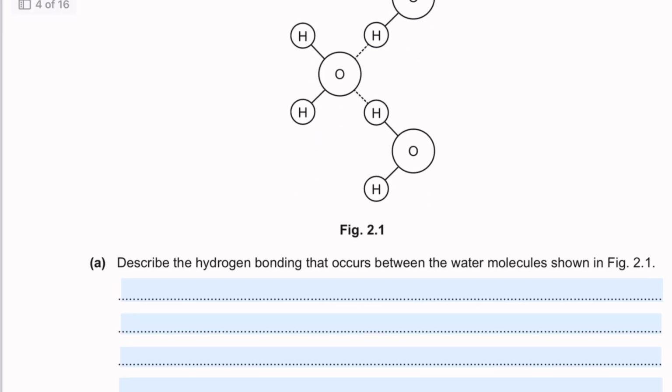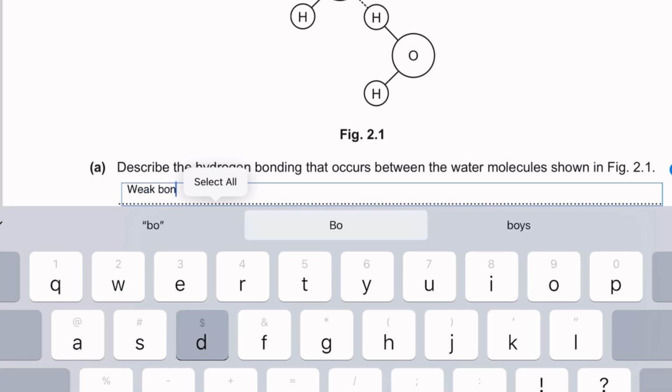A hydrogen bond is a weak bond that forms between 2 water molecules. And we're talking about it's a bonding between the partially negative charge on the oxygen atom with a partially positive charge on the hydrogen atom from another water molecule. So you have to write this down.